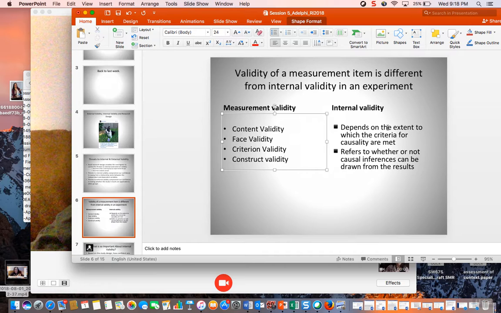Internal validity depends on the extent to which the criteria for causality are met and refers to whether or not causal inferences can be drawn from these results.